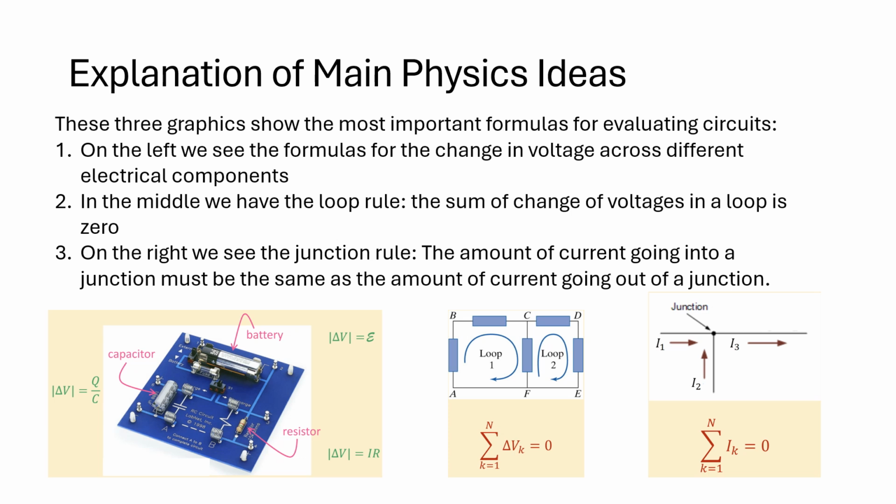On the left image, we see the change in voltage across a capacitor, across a battery, and across a resistor. In the middle is the loop rule, which says the sum of voltage differences across a loop always equals 0. And on the right is the junction rule, which says the sum of currents going into a junction is equal to the sum of the currents going out of a junction.